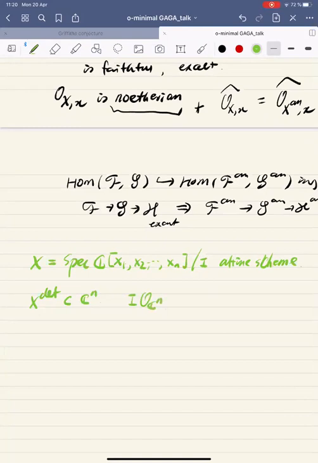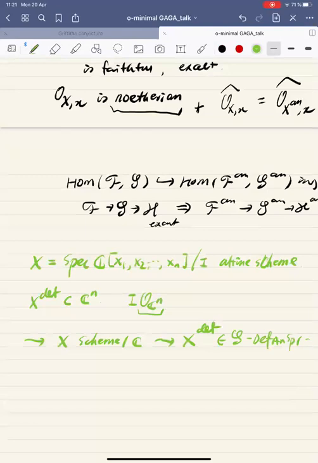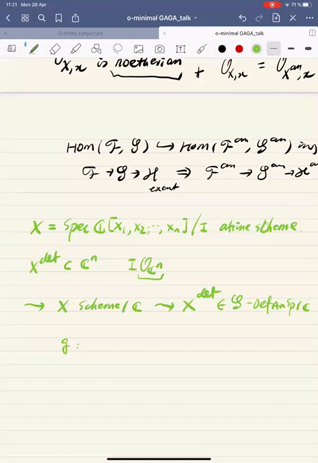O_{C^n} is the structure sheaf of C^n in the category of definable analytic spaces. And this can glue together. If X is a scheme over C, then we can get the definabilization of this scheme. And similarly as above, we can get a morphism of sites. So let's just write it down quickly.